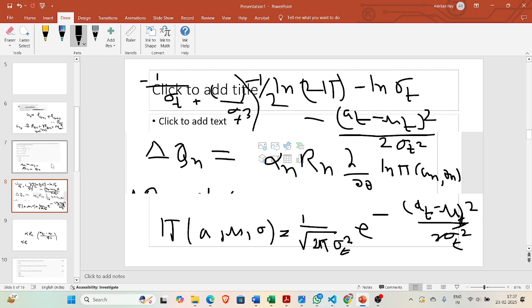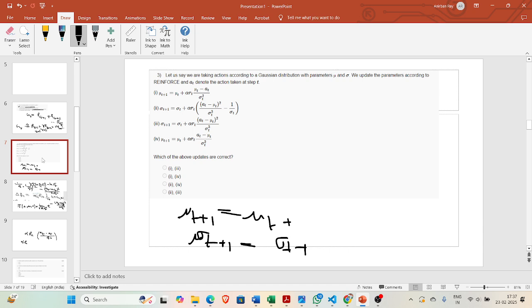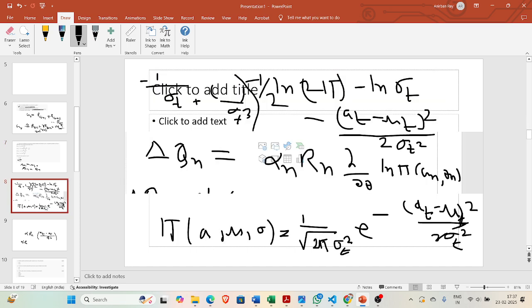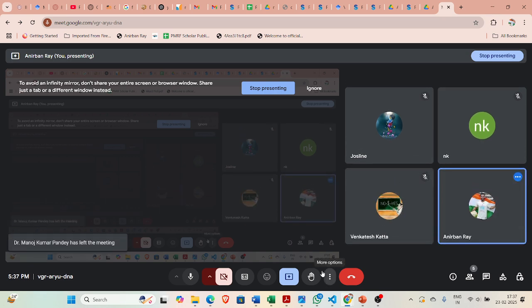Now checking the options, I think this is the one which is satisfied. So 2 is the answer. Any doubt? Clear? Everybody done with this one? A lot of calculation in a small slide. Clear? Any doubt? Clear, sir.